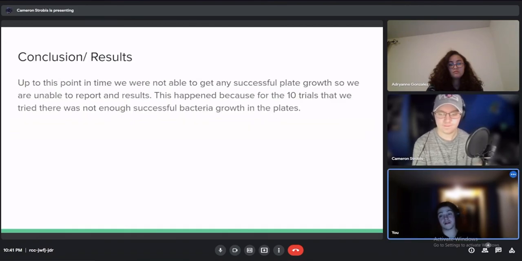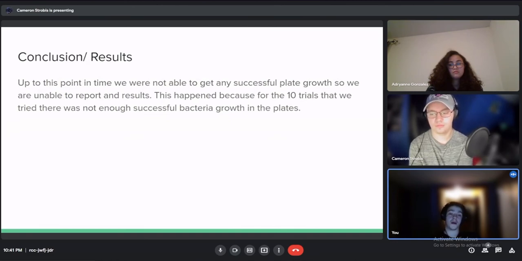So our conclusions and our results. Up to this point, we were not able to get any really substantial amount of plate growth, and so we were unable to report any results. This happened because of the 10 trials that we had. There was not enough growth on the plates, so we are unable to report, like I said. But we will be working on this in the meantime to get actual substantial results for the project.